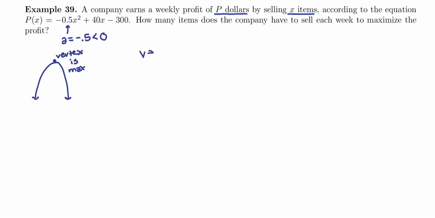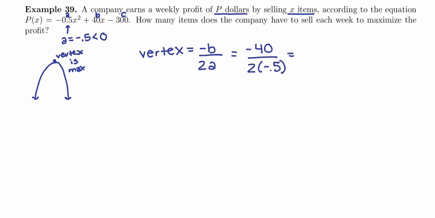So the vertex, when you're given a parabola in standard form, is always negative b over 2a. So we have our values for a, b, and c. For this one, I'm going to do negative, and my b is 40, over 2 times a, which is negative 0.5. I'm going to plug it in on a calculator if I need to. We have negative 40 divided by 2 times negative 0.5, which is negative 1.